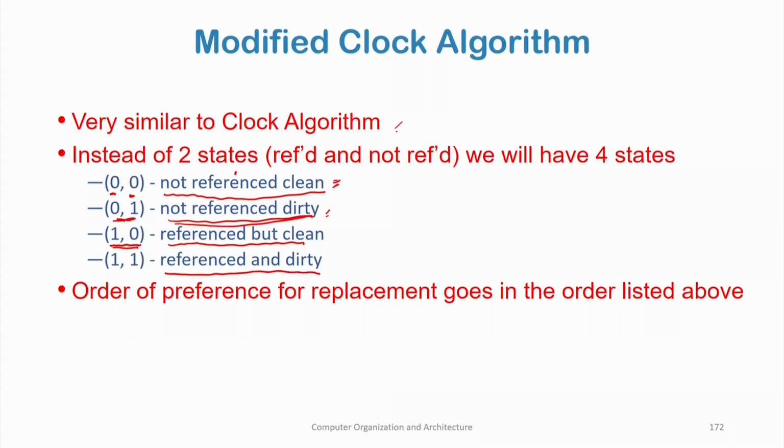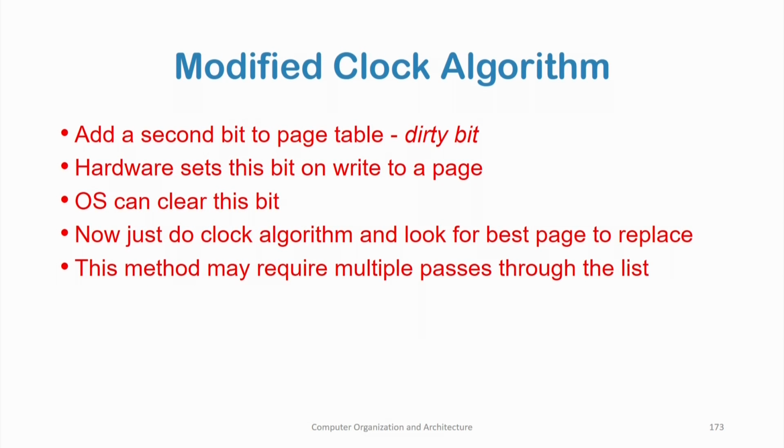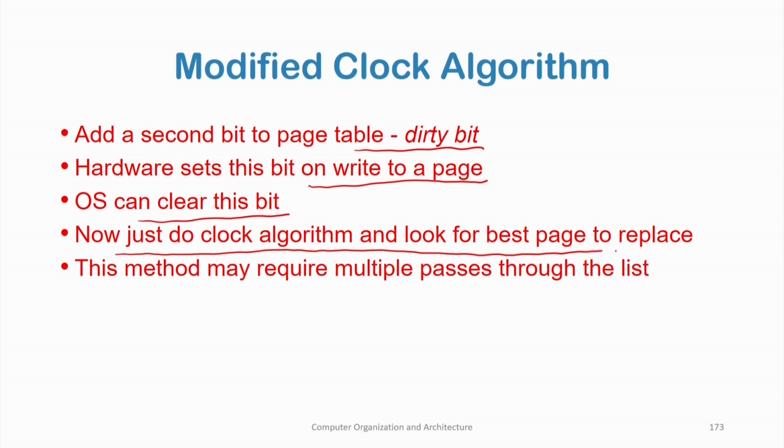This one is the least preferred set of pages. The pages which have this 1 1 set will be the least preferred pages to be replaced. So, the order of preference for replacement goes from the one above. How will the modified clock replacement algorithm work? Add a second bit to the page table, the dirty bit. Hardware sets this bit on a write to a page. The OS can clear this bit. Now just do the clock algorithm and look for the best page to replace.